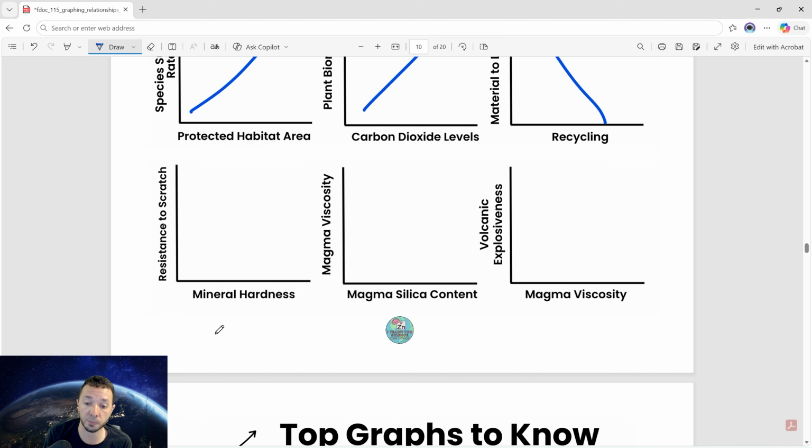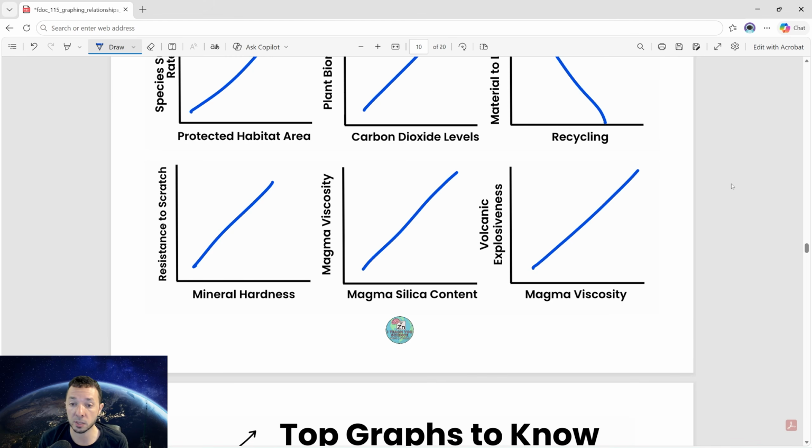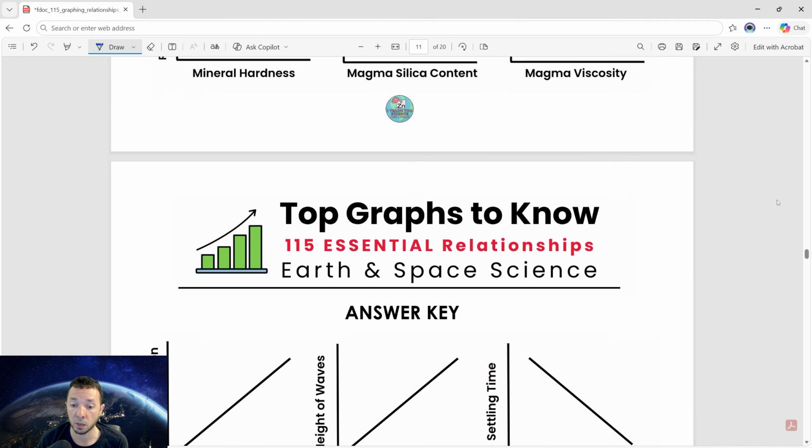Mineral hardness goes up. The resistance to being scratched goes up. As magma silica content goes up, magma viscosity should go up. As magma viscosity goes up, the explosiveness of the volcano should go up. All right, that was the top graphs to know.